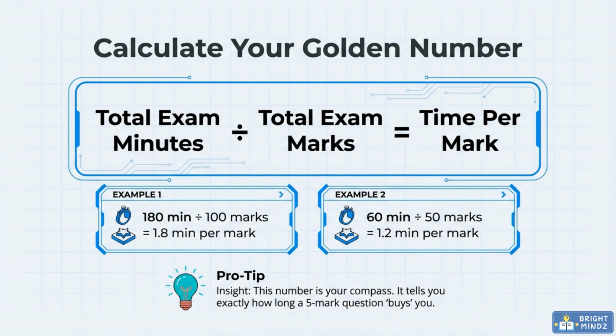Your first key move is to calculate your time per mark before any exam. Take the total exam minutes, divide by the total marks, and you get one simple number. If it's 1.8 minutes per mark, a 5-mark question deserves about 9 minutes. If it's 1.2 minutes per mark, that same question gets about 6 minutes. This golden number becomes your compass for every timing decision in the exam.